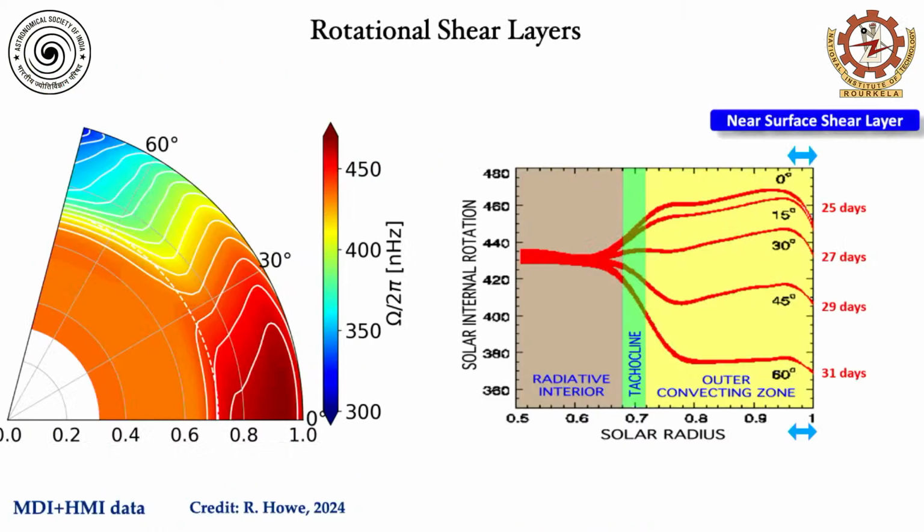So this is another picture depicting the same. This is one quadrant of the solar interior, and the shear layer near the base of the convection zone is called the tachocline, and the one near the surface is called the near surface shear layer. Later I will show some results on this, which I have been working on with several collaborators.